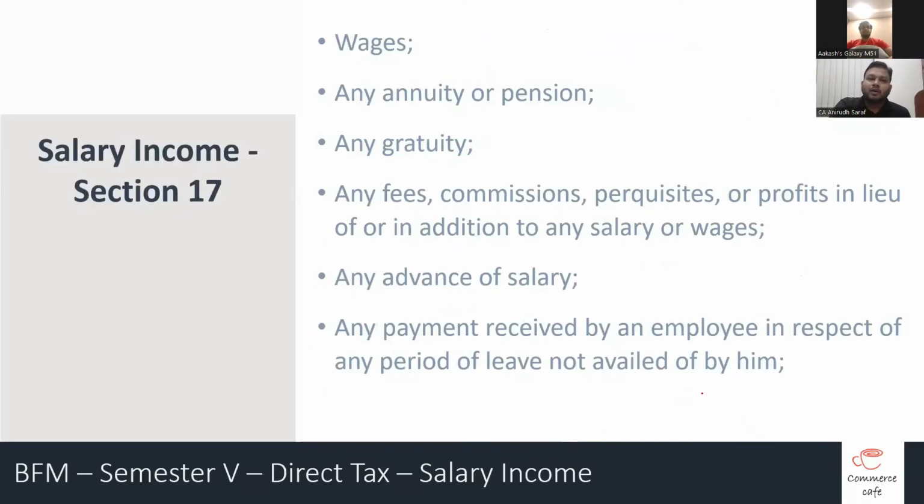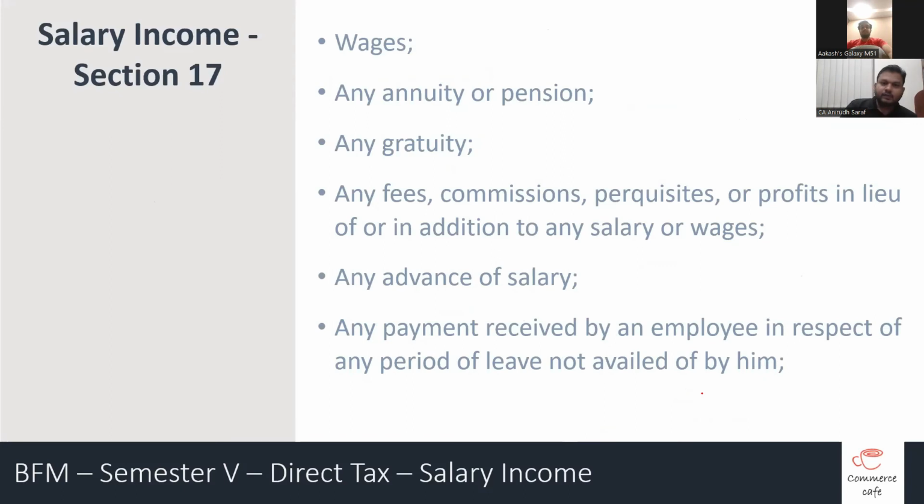Okay. What else? So we have already studied section 15, which tells you that when a salary is charged to tax, it is charged to tax when it is earned, even if it is not paid. It is also charged to tax if it is paid before it is earned, and it is also charged to tax if it is an arrear salary, if it was not charged in earlier previous years. Clear? Yes.